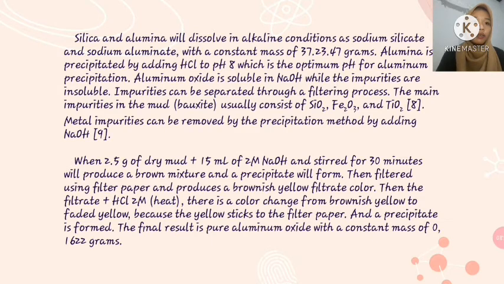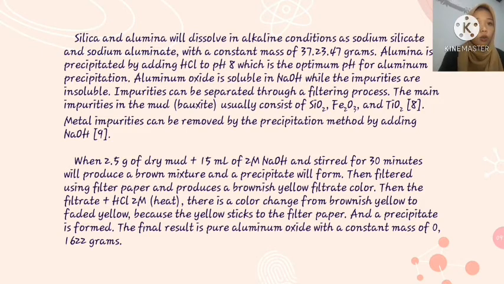hydrogen chloride to pH 8, which is the optimum pH for alumina. Precipitated aluminum oxide is soluble in sodium hydroxide, while the impurities are insoluble. Impurities can be separated through a filtering process.